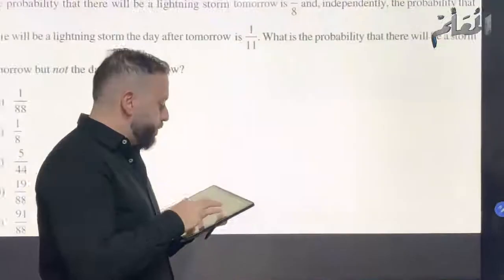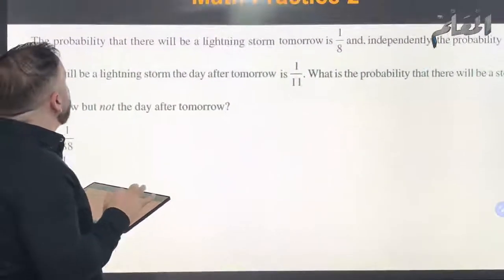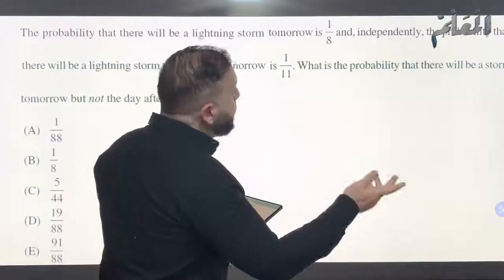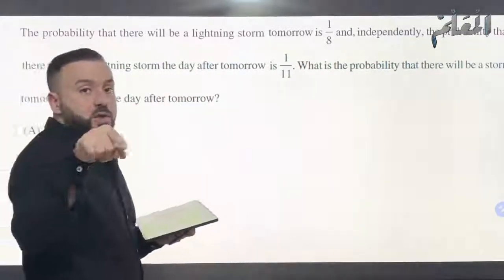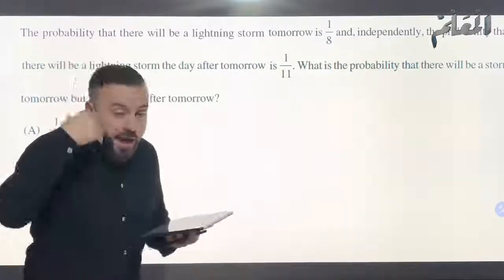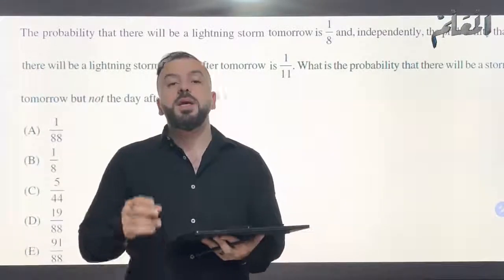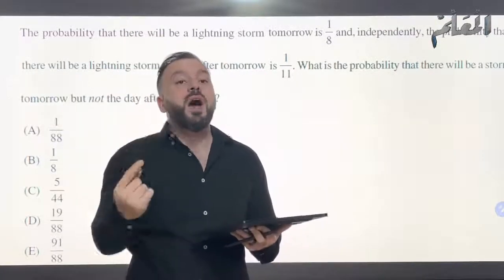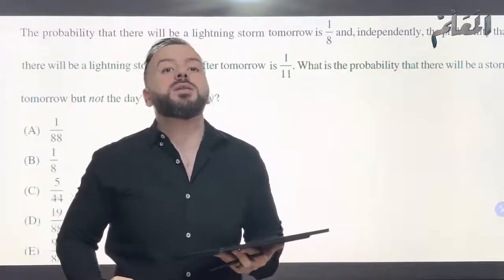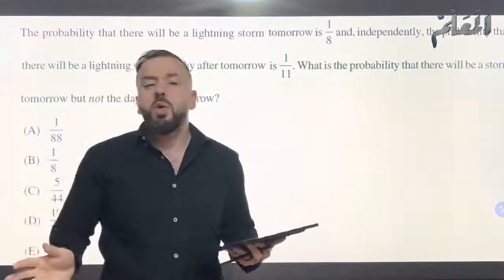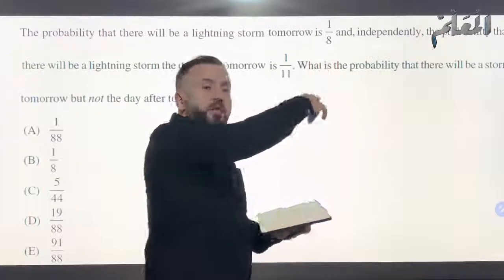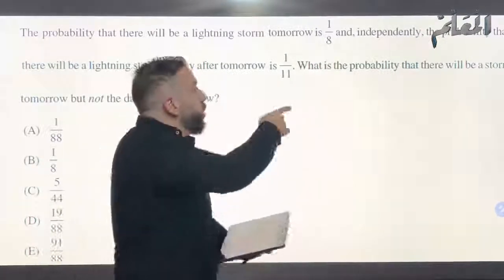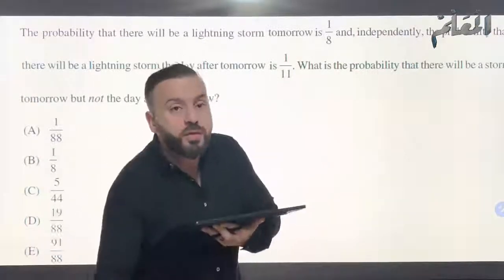Okay, see. The probability that there will be a lightning storm tomorrow is 1 over 8. And the probability, independently, that there will be a lightning storm the day after tomorrow is 1 over 11. My question is different now. What is the probability that tomorrow there will be a lightning storm and the day after tomorrow there will not be a lightning storm? Tomorrow a lightning storm, that I know, is 1 over 8. But the day after tomorrow not being a lightning storm, of course, is not going to be 1 over 11, which is the complement of that event.